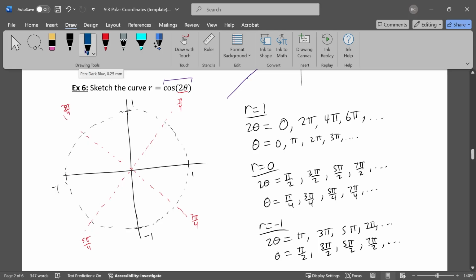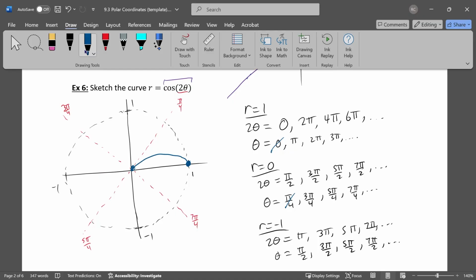Okay, so we're going to go through in order and cross off the angles as we deal with them. When theta is 0, r should be 1. So when I'm looking at this angle, r is 1. And now, when I go to theta is pi over 4, my r should be 0. So from here to here, my radius has to shrink down to 0.